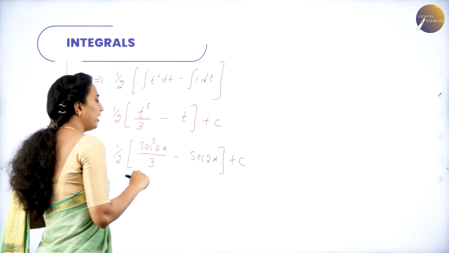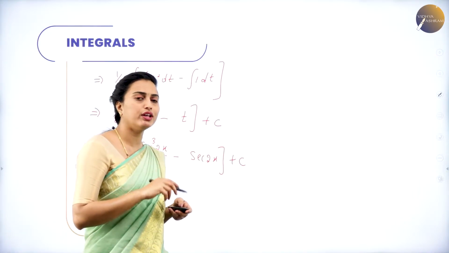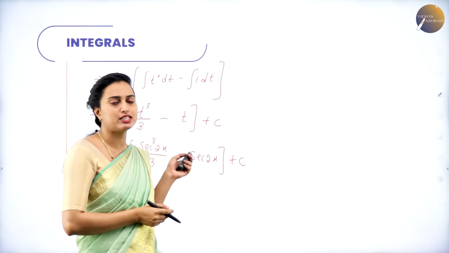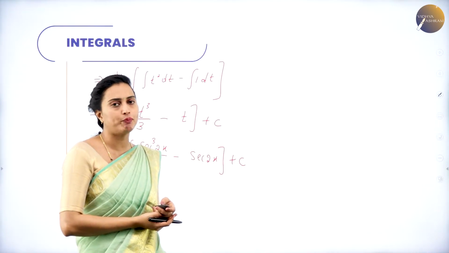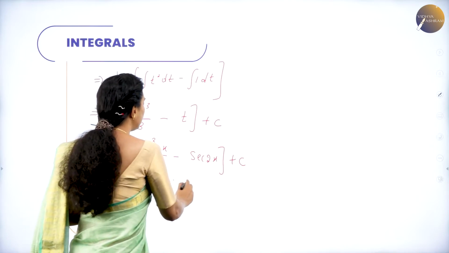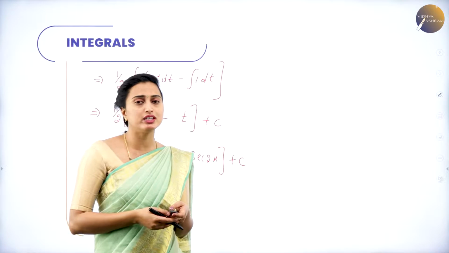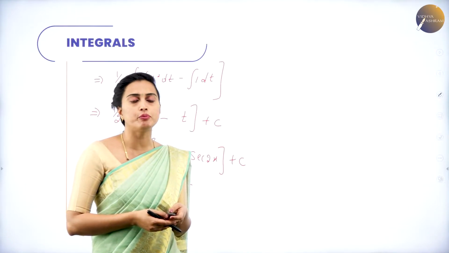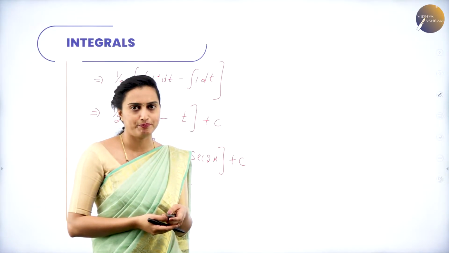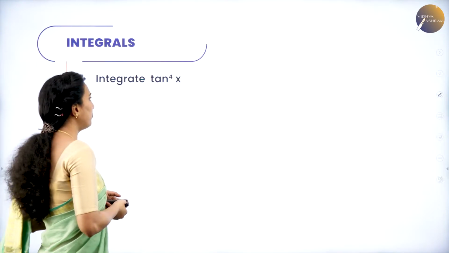You can multiply 1 by 2 inside. If you multiply, you are going to get secant cube 2x divided by 6 minus secant 2x divided by 2 plus c. And this is your answer, dear students. I hope you got this one, how to do it by using the trigonometric identity and also by using the substitution method. Now we'll be moving on to the next problem.